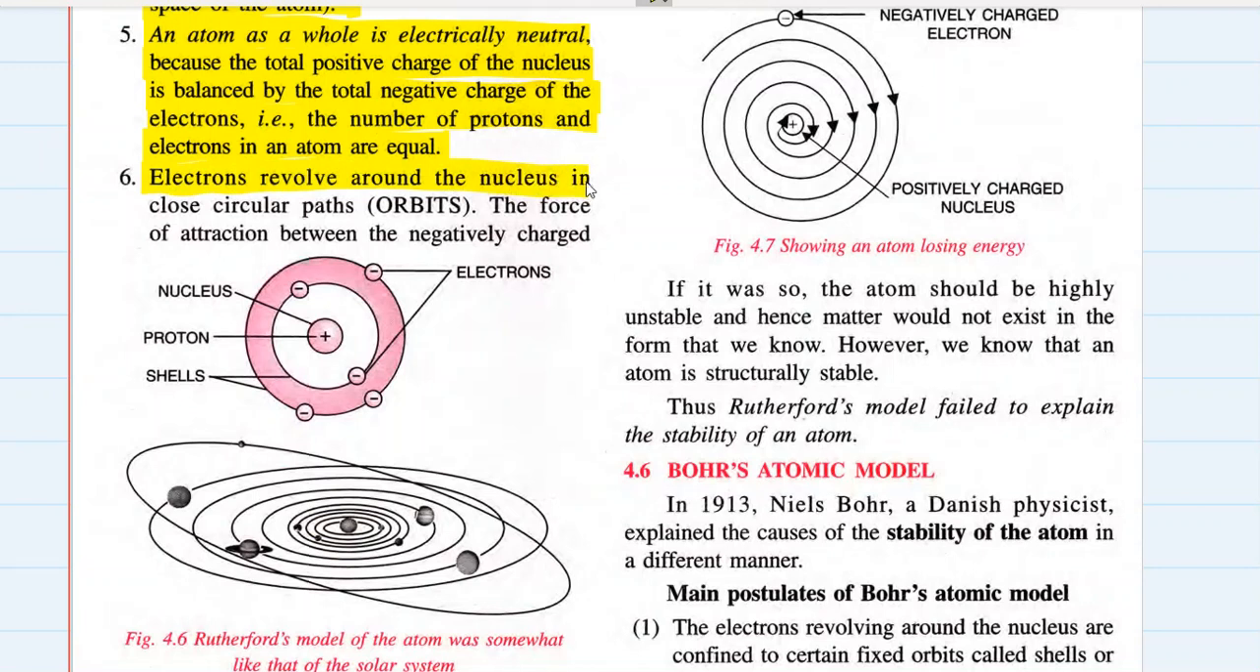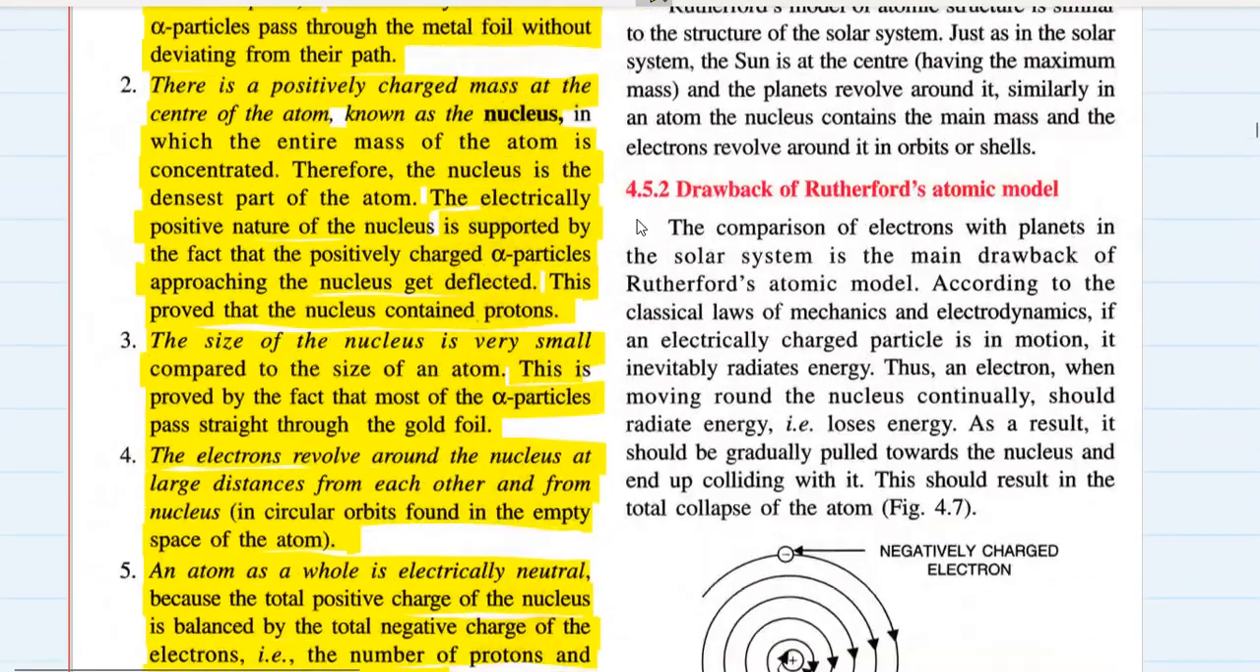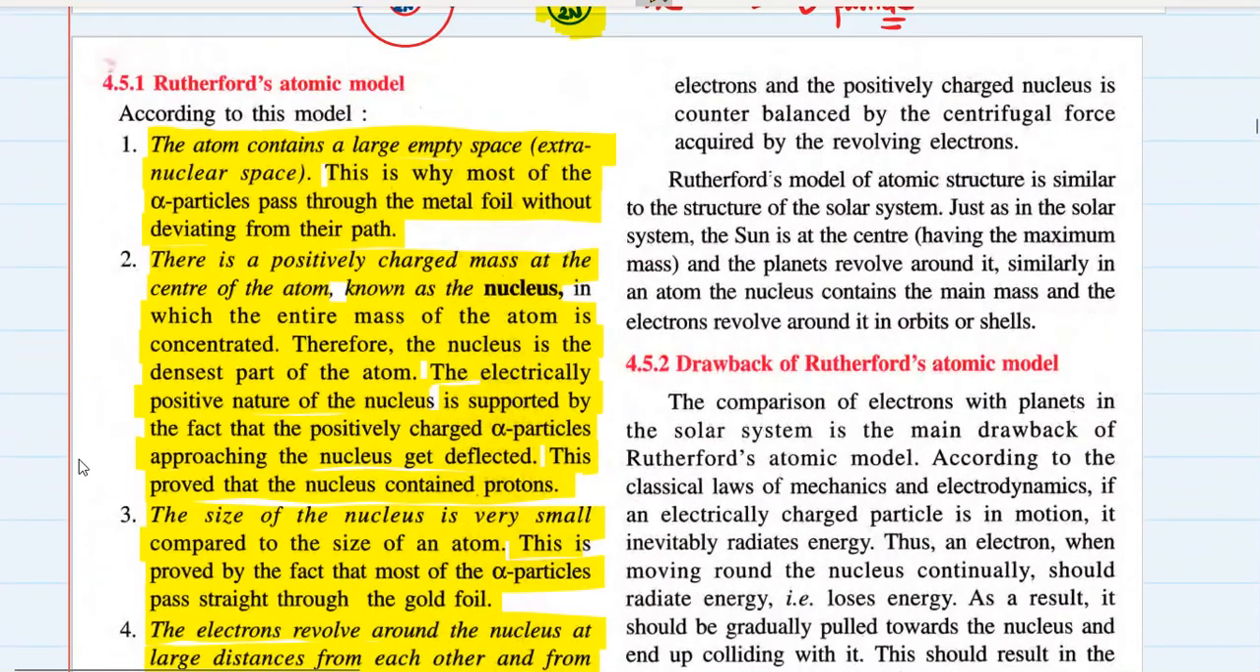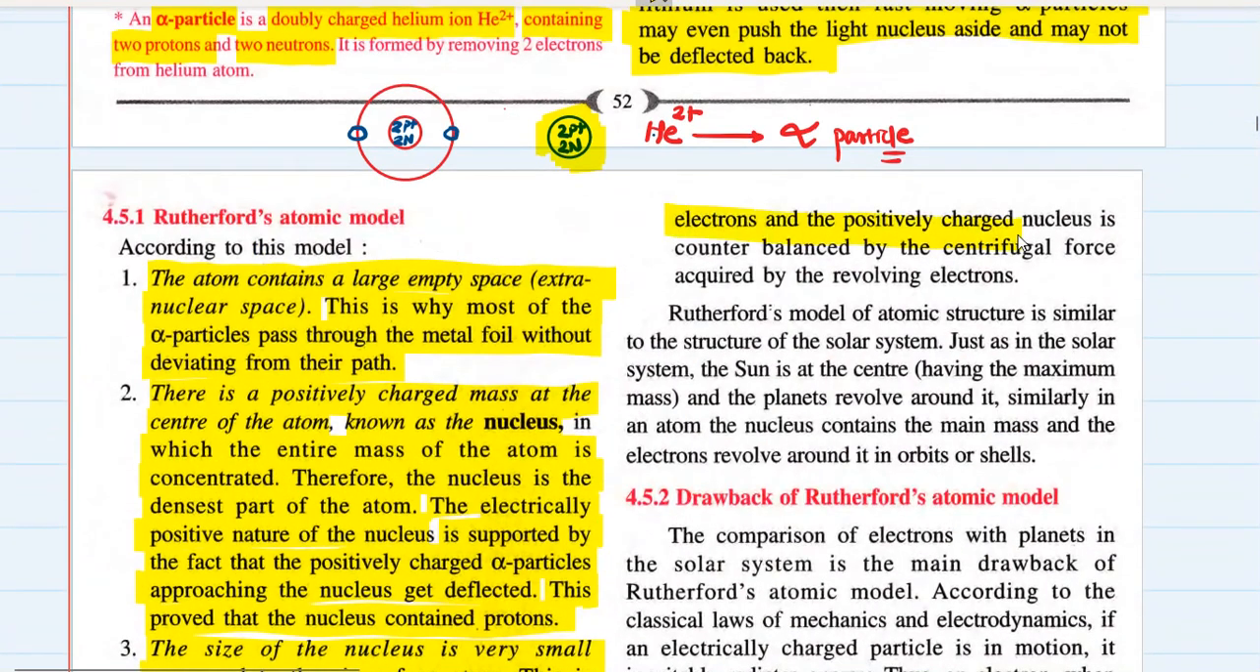Electrons revolve around the nucleus in closed circular paths, orbits. The force of attraction between the negatively charged electrons and the positively charged nucleus is counterbalanced by the centrifugal force acquired by the revolving electrons. Any body which is moving in a circular path will have a tendency to move away from the center, which is known as centrifugal force.